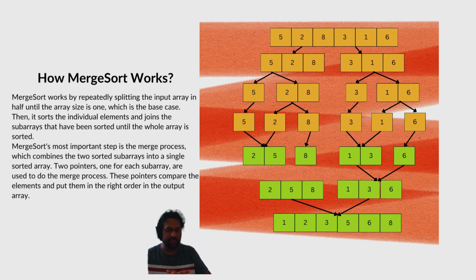Two pointers, one for each subarray, are used to do the merge process. These pointers compare the elements and then put them in the right order in the output array. So I have given an elaborate pictorial diagram of how it works internally.